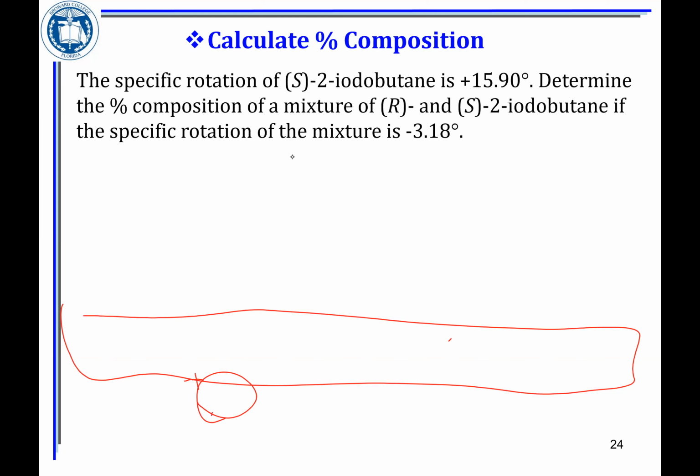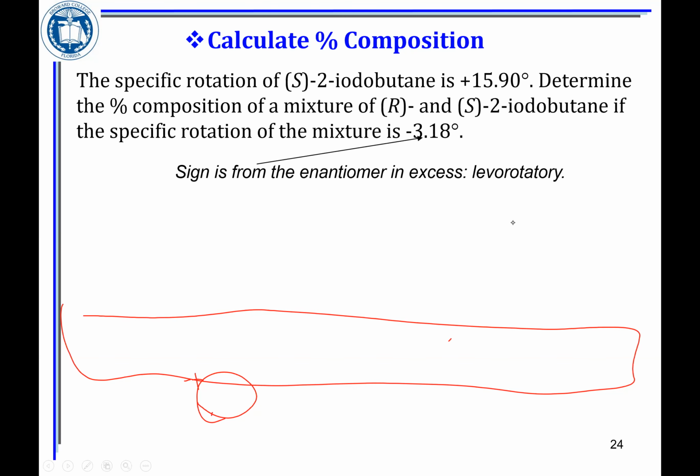For example, in the example that you have here, the specific rotation of S-2-iodobutane is 15.9. Determine the percent composition of the mixture of R and S if the specific rotation of the mixture is negative 3.18. Which one is in excess in this example? Is R in excess or is S in excess?